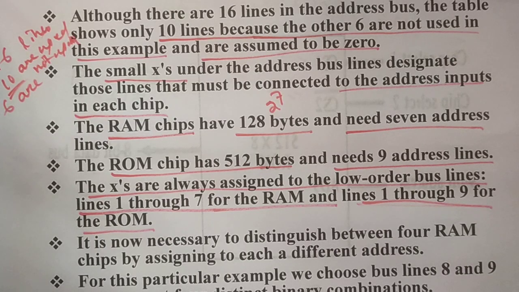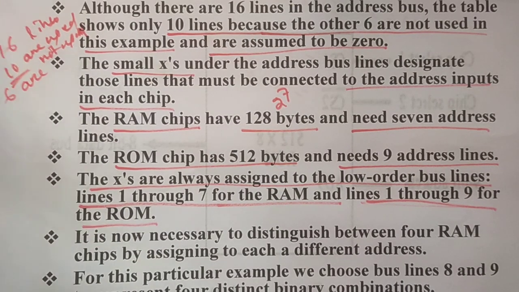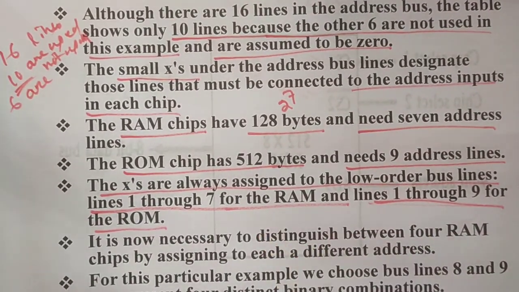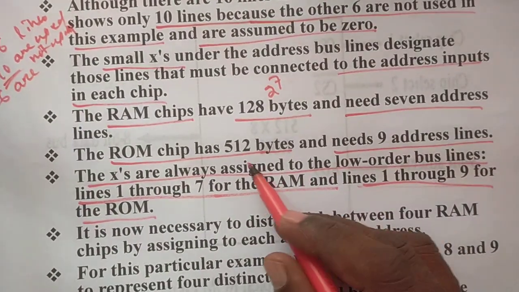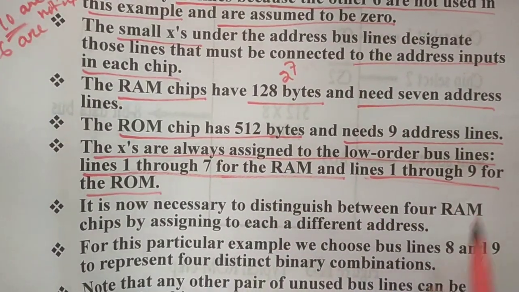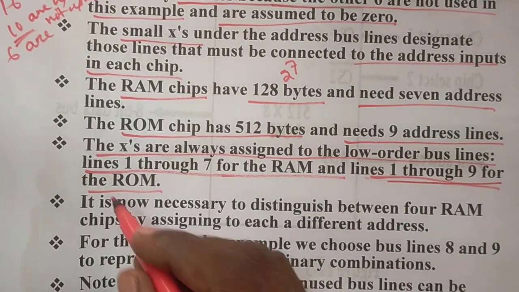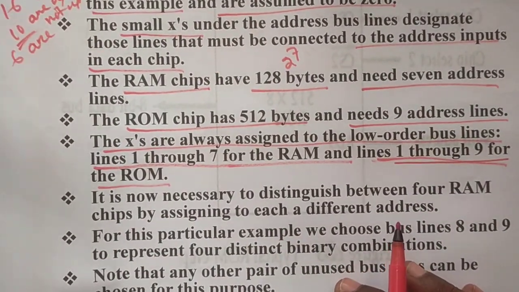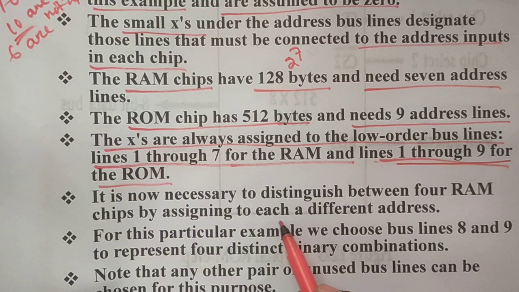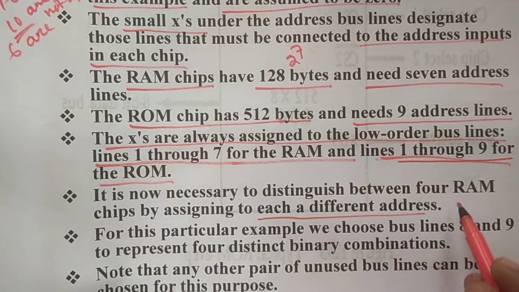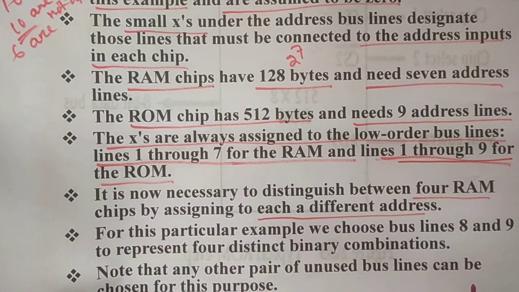If more we consider, it doesn't matter, but since we consider 128, we consider that 7 bits, 127 for RAM, and 512 bytes, that is 129, for this ROM. And it is now necessary to distinguish between 4 RAM chips by assigning to each different addresses. I will consider that 4 RAMs. I will show you how it is considered based on that 127. Okay, I will show you.